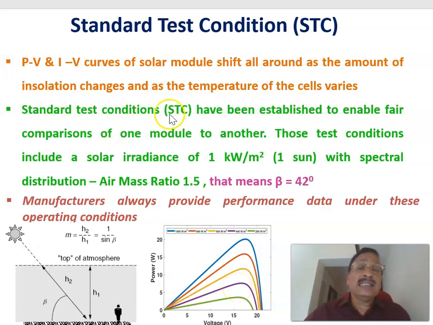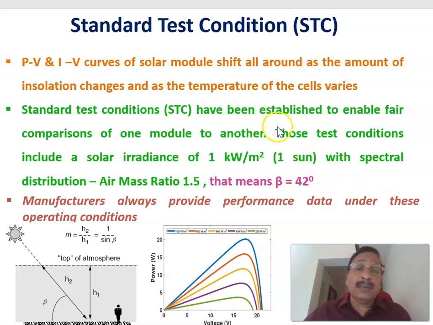Therefore, the standard testing condition STC has been established to enable a fair comparison of one module to another. To compare one module with another module, a common condition has to be set. That's called standard testing condition. The standard testing condition means the irradiance or insolation is 1 kilowatt per meter square, or 1000 watts per meter square, which we call one sun, with the spectral distribution of air mass ratio equal to 1.5, and the temperature equal to 25 degrees centigrade.